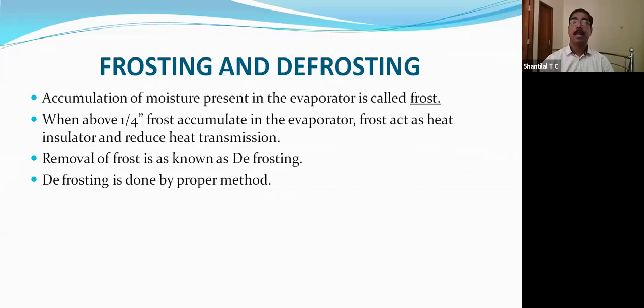So what is frosting? The accumulation of moisture present in the evaporator is called frost. In the evaporator coil, moisture is coating, and when the moisture changes to ice, we call it frost. More than 1/4 inch of frost accumulates on the evaporator. Frost acts as a heat insulator and reduces the heat transfer. So the evaporator coil will be there, with refrigerant inside the coil. Outside, frost is forming, and this frost changes to ice, and its thickness is more than 1/4 inch.